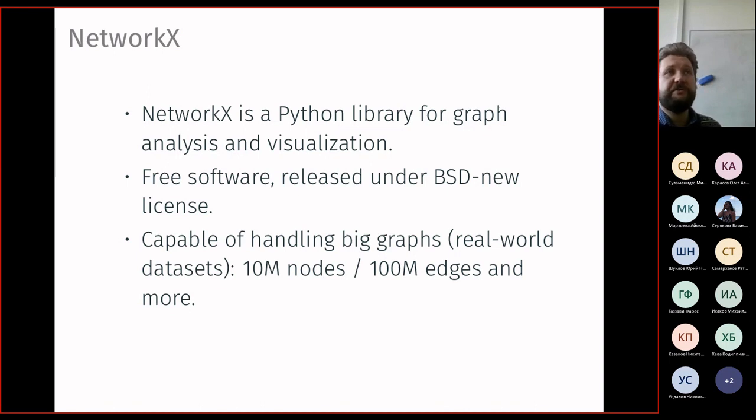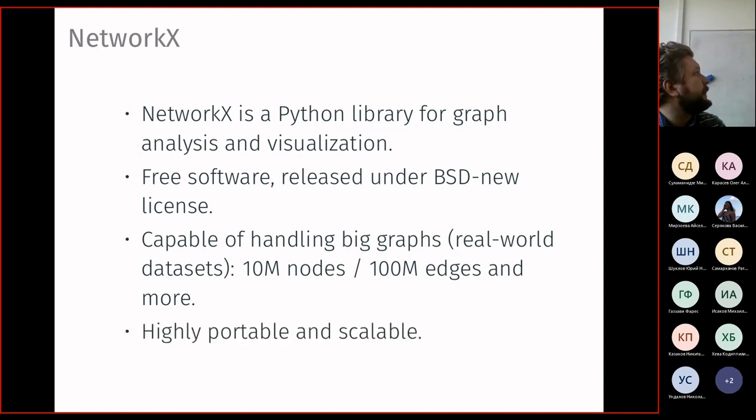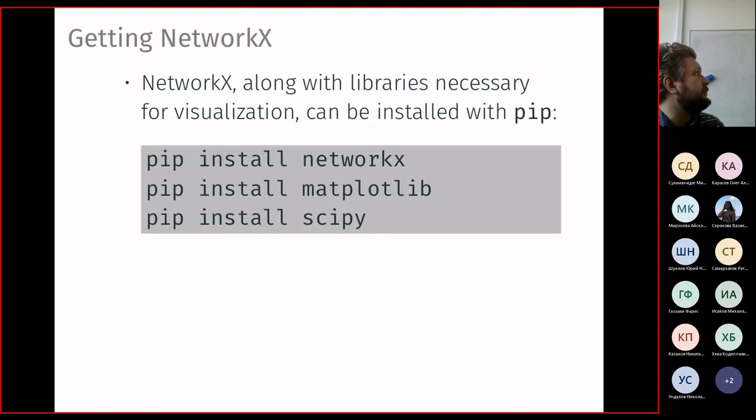So here the internal representation, well, you can open Network X and see how it works. It's something like representing the lists of vertices connected to a given one. So it's much more economical in the sense of memory. It will use linear memory. And it's also highly portable and scalable.